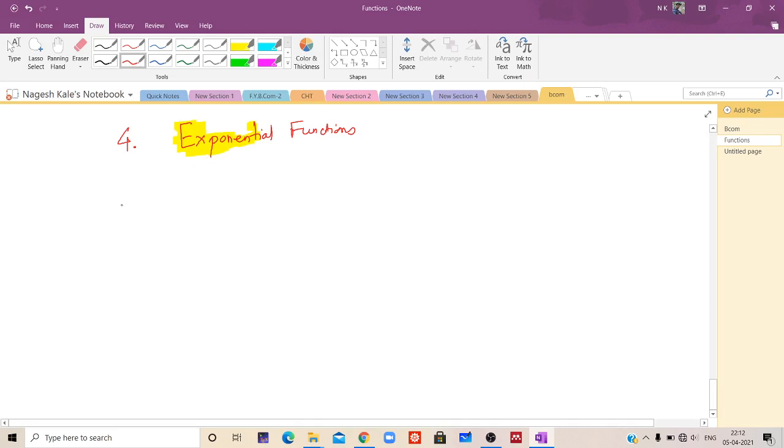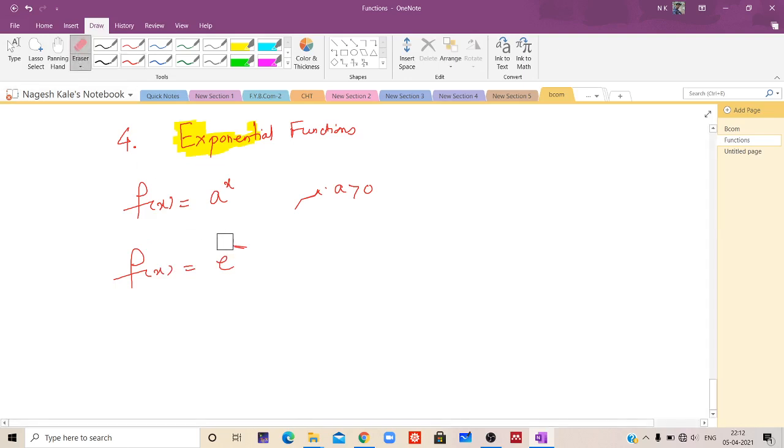So exponent means x itself acts as an exponent. For example, suppose f of x is equal to a raised to x, where a is a positive number. This is called an exponential function, because in this particular situation x is itself a power of that element. So a raised to x, I'm not taking x raised to x square, I'm taking a raised to x, or I can take f of x is equal to e raised to x, which is a very well-known function actually.